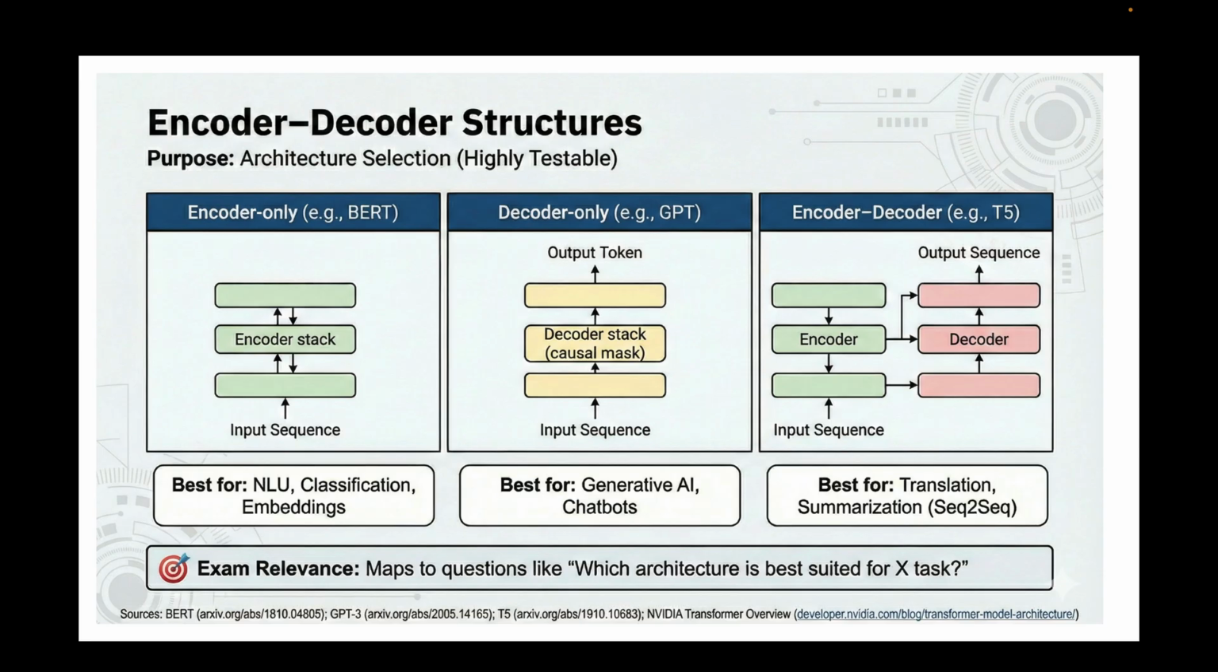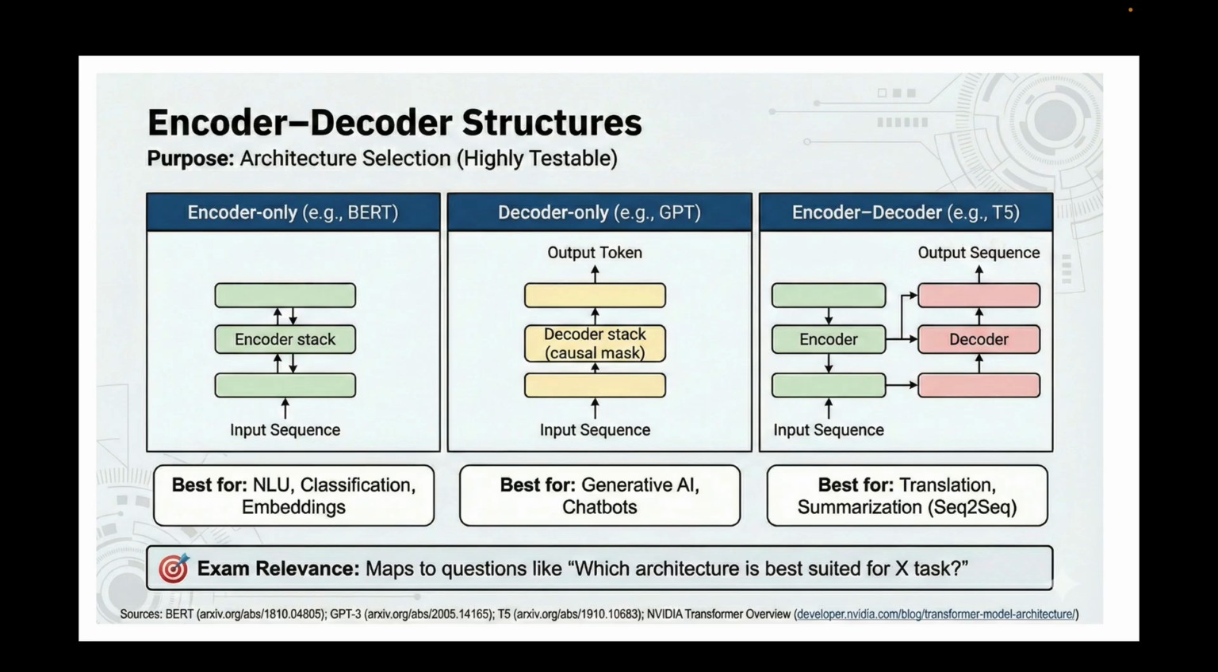Historically, the original transformer had two parts: an encoder to read and a decoder to write. Modern architectures often specialize. Looking at the left panel, encoder-only models like BERT are highly effective readers because they utilize bidirectional attention, which is looking at the whole sentence at once. They are superb at natural language understanding tasks like classification or named entity recognition.